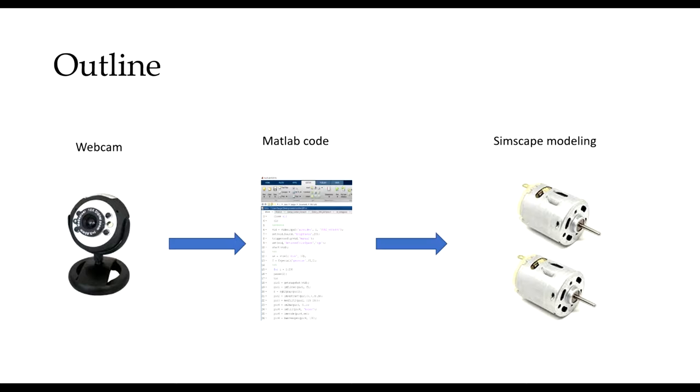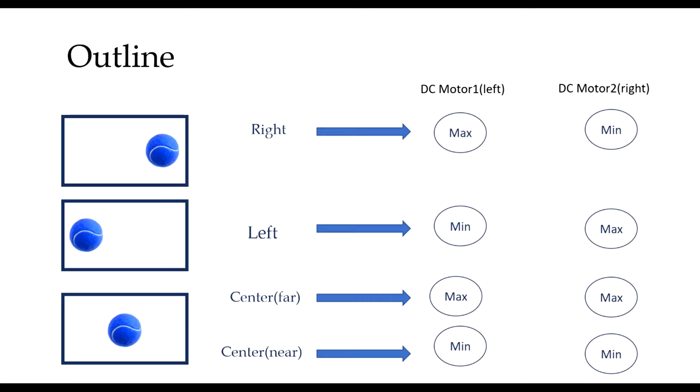Let's talk more about how this ball tracker robot works. We receive images from the webcam. These images are divided into three modes based on the position of the ball in the image. The first mode is when the ball is placed to the right of the image. In this case, the robot must move to the right. For this purpose, the speed of the right motor should be minimum and the speed of the left motor should be maximum value.